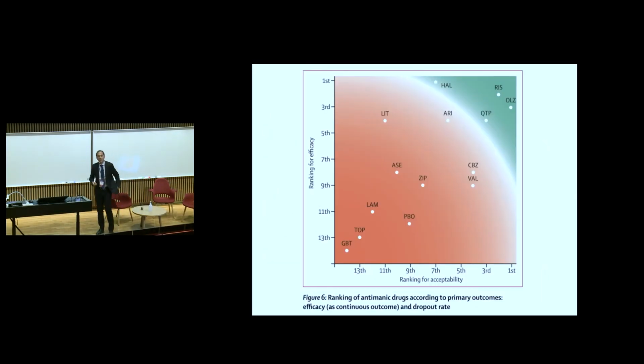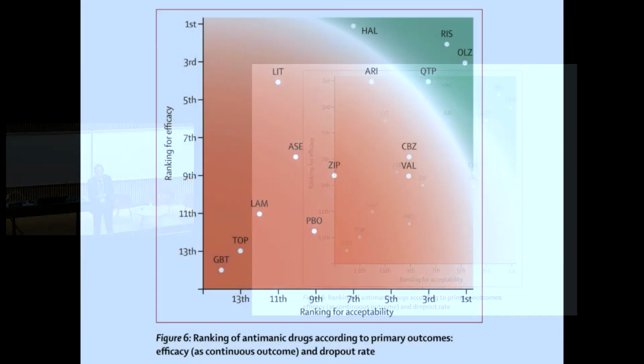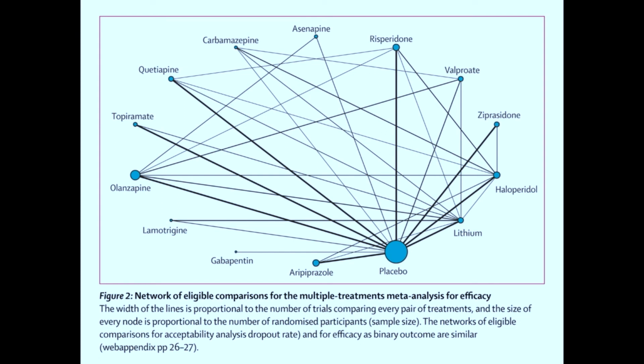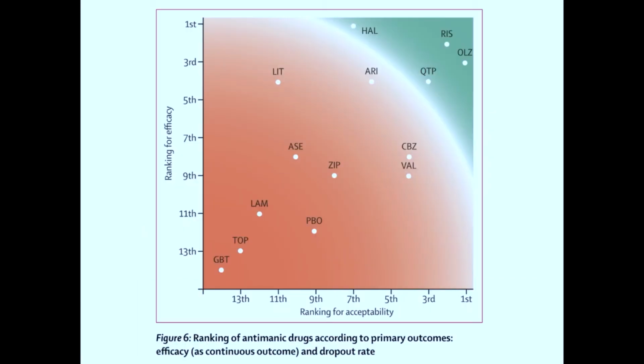So what we did was to use this network meta-analysis to improve the way we report the results to clinicians and to patients, because this kind of league table is very difficult to digest, especially for patients, or especially for people in busy clinics. So what we did was to report graphically the ranking for efficacy and acceptability for the drugs.